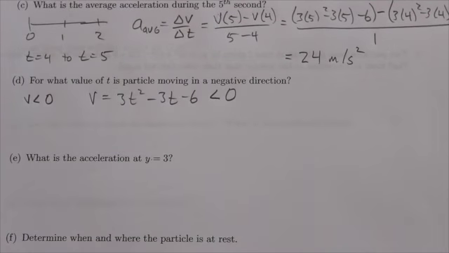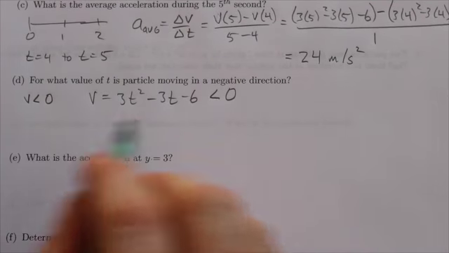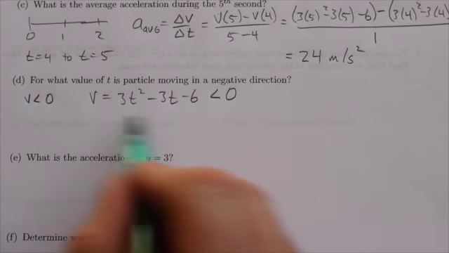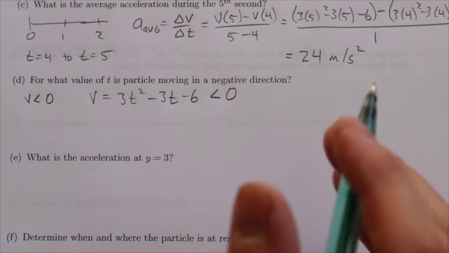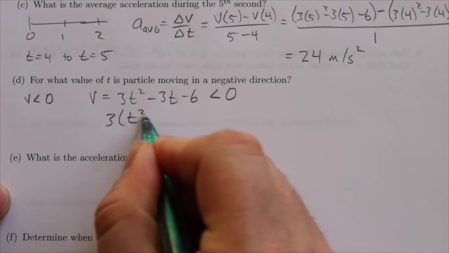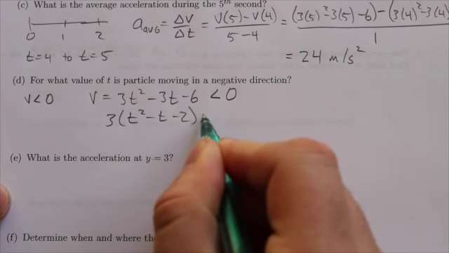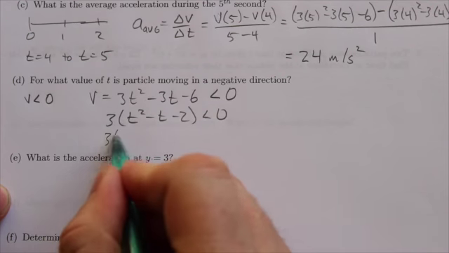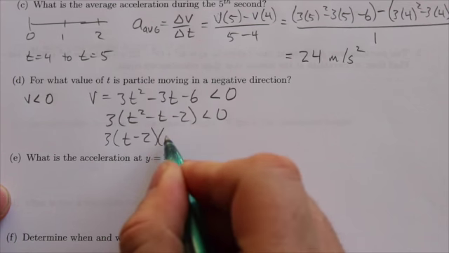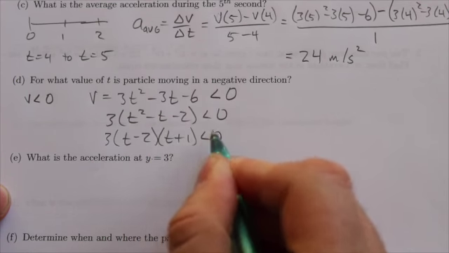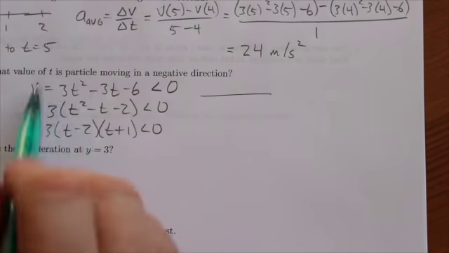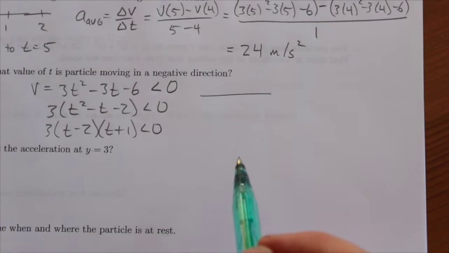So this is taking us back to Math 20 work. This is what you did in Math 20, and then you did a little bit more of it in Math 30. So to solve this, what I need to do is factor it first of all. First of all, I can take out the common 3. So t squared minus t minus 2 is less than 0. And then when I factor this, I get 3 times (t minus 2)(t plus 1) is less than 0.